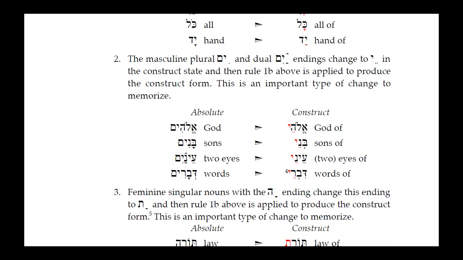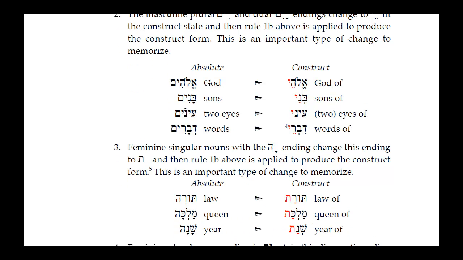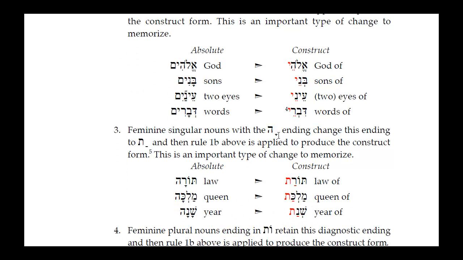We also have here under the feminine nouns, singular nouns, when you have a Qamets Hey feminine ending, the ending changes this ending to a Patach Tav. Now we've seen this happen before when we were studying the feminine nouns. And also in the pronominal suffixes, we saw the same thing. And then we use Rule 1b, which is applied to produce the construct form. So let's look at these examples.